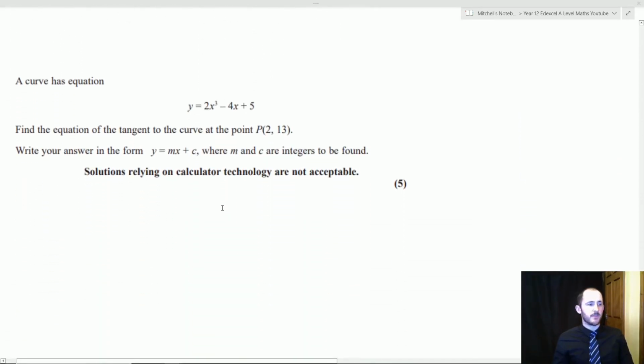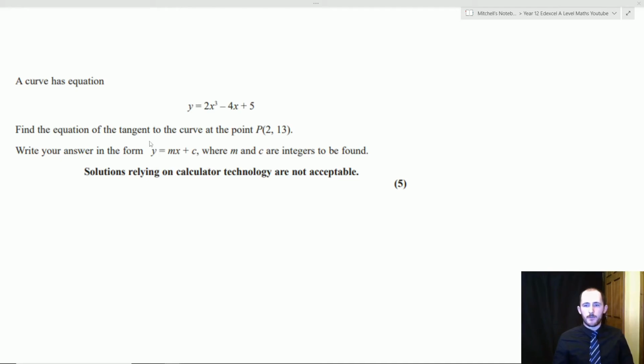And here we come to the first actual exam question. The previous questions are exam questions, but they're kind of old spec. I picked them mostly for how they test the different aspects of what they can ask you. So here is an exam question from far more recently, a 2019 paper actually. The curve has this equation. Find the equation of the tangent to the curve at the point 2, 13. Write your answer in the form y equals mx plus c, where m and c are integers to be found.